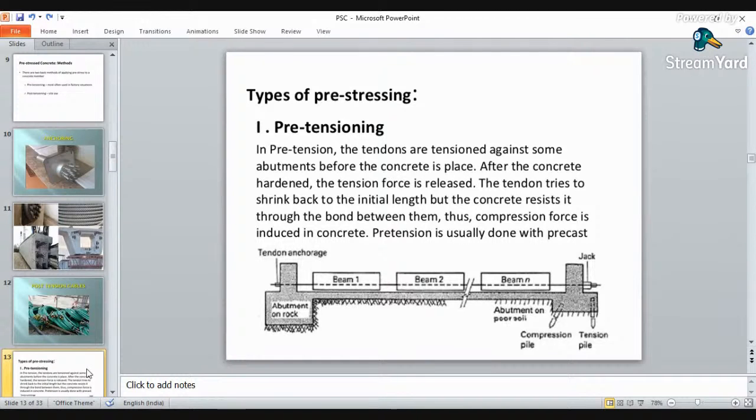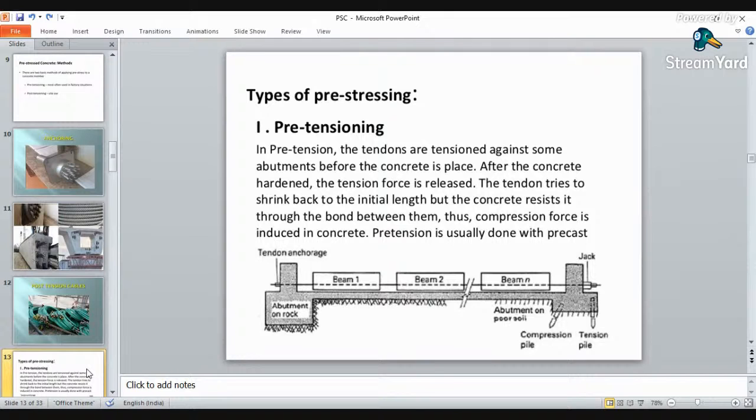Here in this figure you can see that there are two end abutments, and your steel tendons will be pulled between these two abutments. The abutments are fixed at the end of the pre-stressing bed, and in between there are a number of members. Once the concrete attains the desired strength for pre-stressing, the tendons are cut and loosened from the abutment.